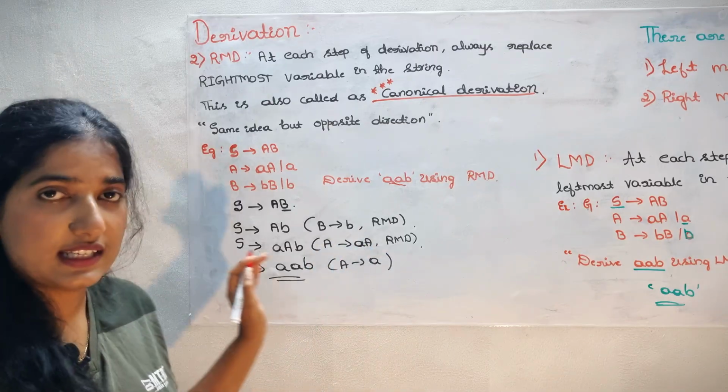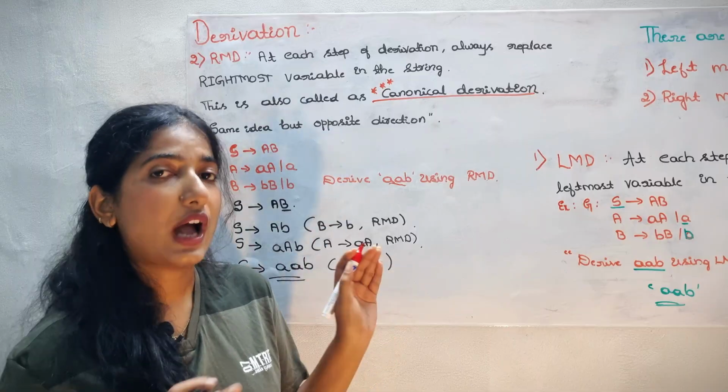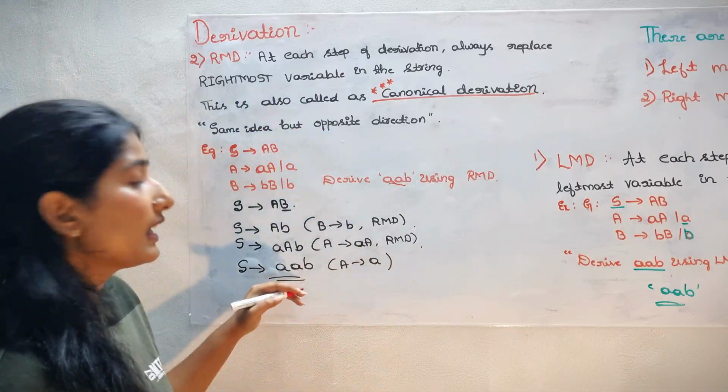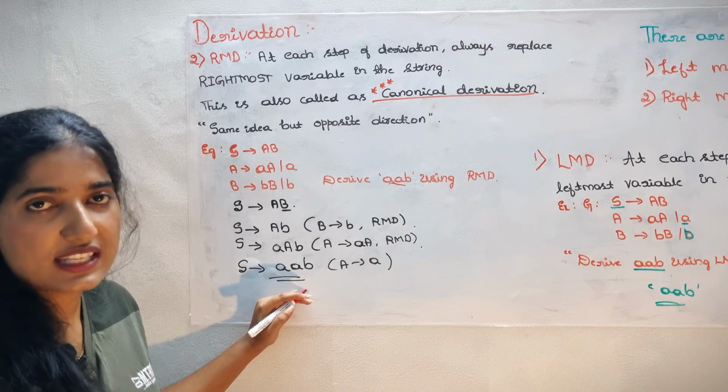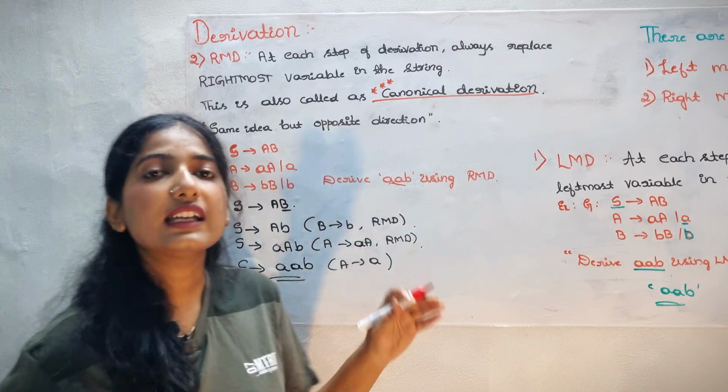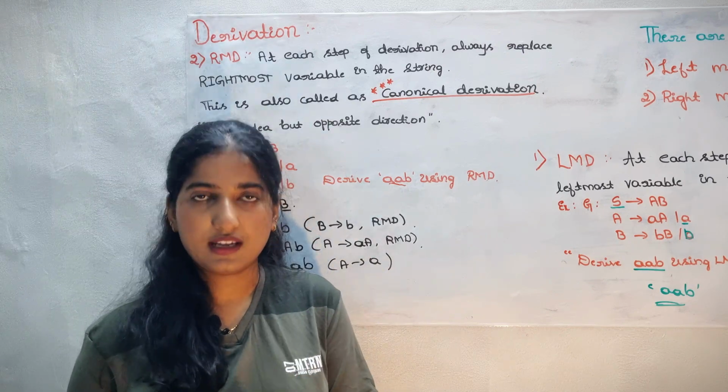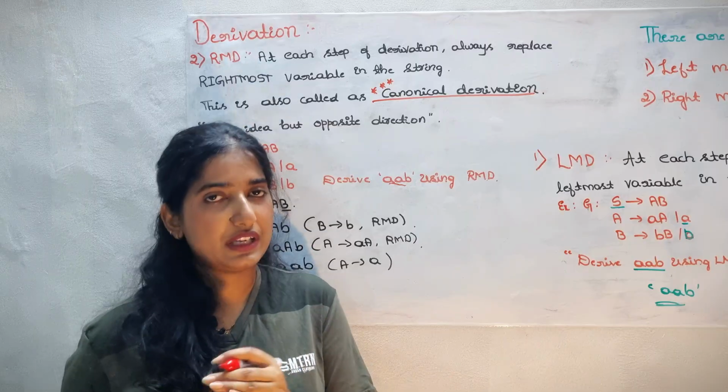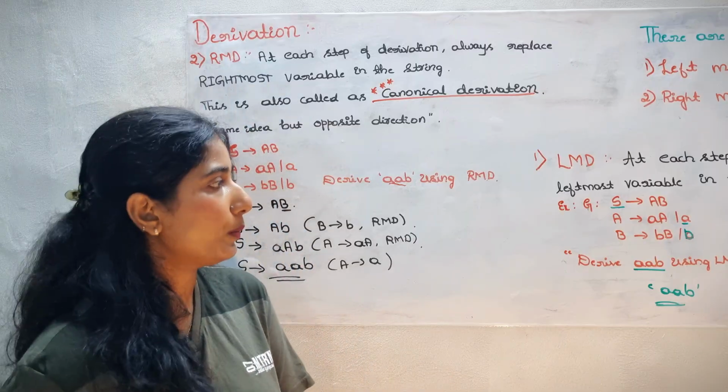So here the thing is, if you compare, LMD and RMD gave us the same conclusion, or the same final string, right? But the intermediate steps are different. So this is the difference between LMD and RMD. I hope this cleared it up for you.